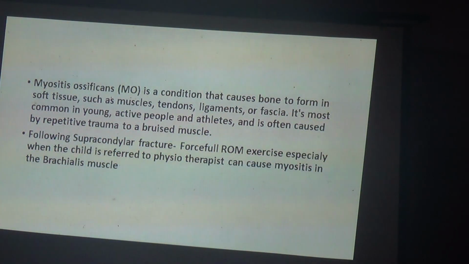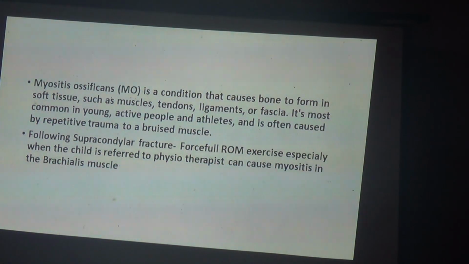It is a condition that causes bone to form in soft tissue, such as muscles, tendons, ligaments, or fascia. Most commonly it occurs in young active people and in athletes, often caused by repeated trauma. We have seen myositis in the biceps, even in the deltoid, even in the calf muscle, but around the knee and around the elbow, it is most common after supracondylar fracture or any trauma to the elbow.